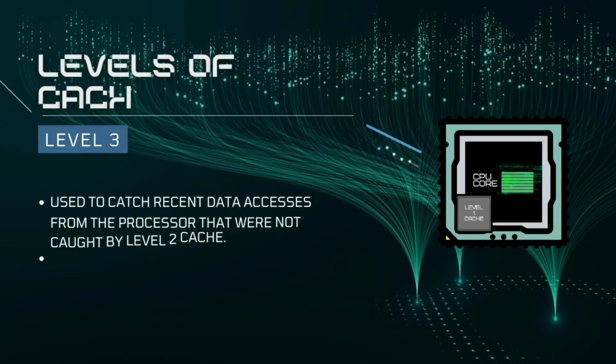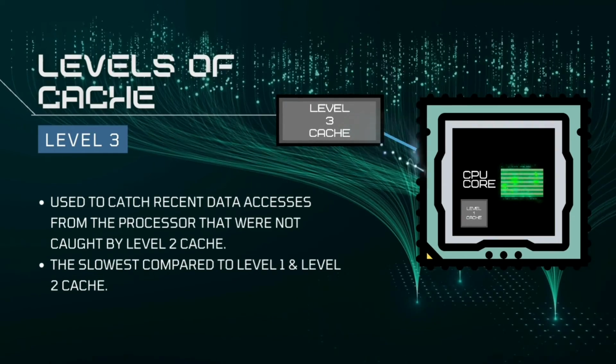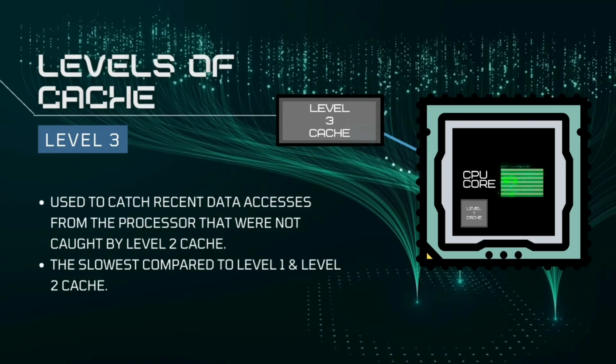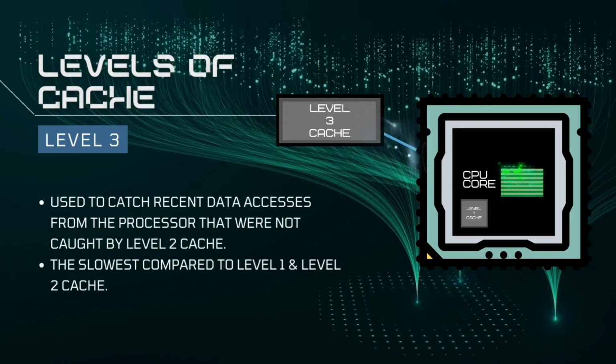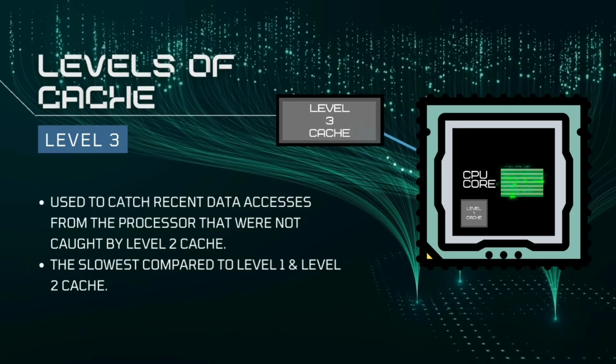The last one is level 3. It is used to cache recent data accesses from the processor that were not caught by the level 2 cache. It is the slowest cache compared to level 1 and level 2 cache, but the biggest cache. Level 3 cache is also located on the processor.